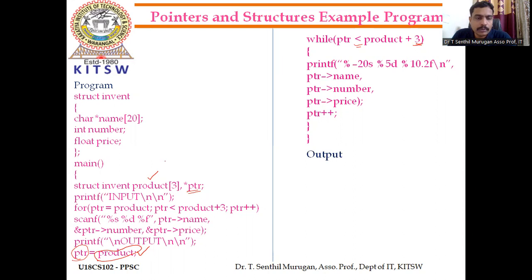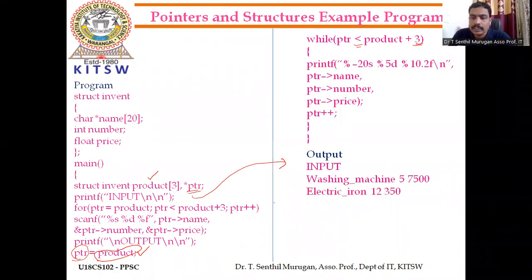Okay, so what is the first output? It will print the input. After that, it will go to the next line. We will give the input. The first product is washing machine, the number is 5, and the price is 7,500. The second one is electric iron box, 12 numbers, 350 rupees, and the third is 2 in 1 with 7 numbers, 1250. So what is the output? It will print in the same order we have given, because we are printing like that only.